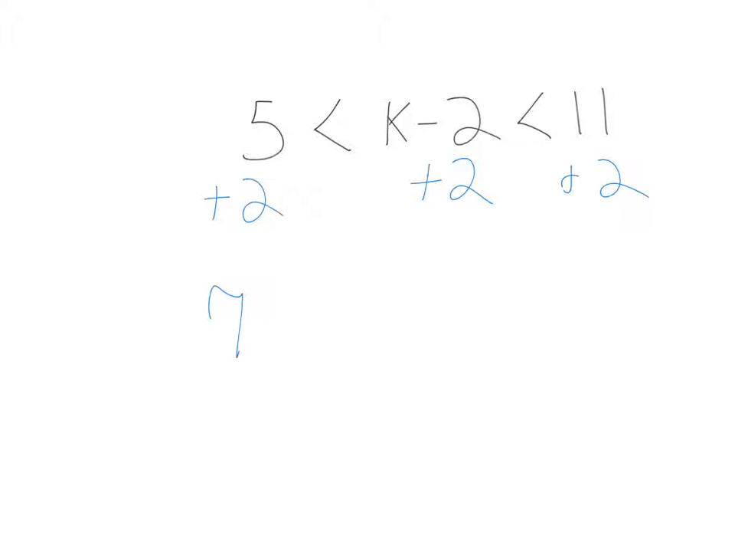So now it's 7 is less than k, which is less than 13. So notice that it's not like an equation where I only have to deal with the two halves of the equation. In this case, I've got to deal with all parts of the inequality when I go to solve it.